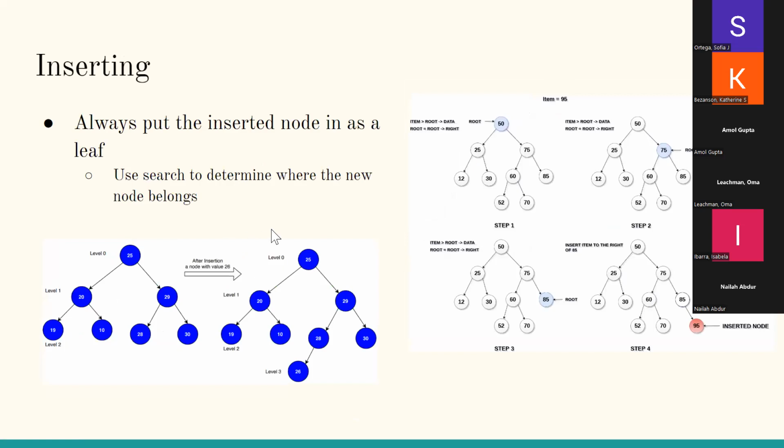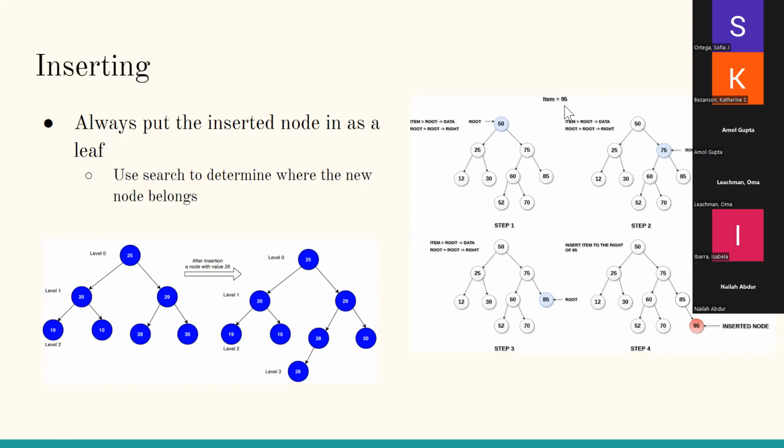Then inserting: you're always going to put the inserted node in as a leaf. You search through using the search method I just went over, and then determine, based on where you end up searching for that node at the very bottom, where that leaf is going to go. I have a couple examples here. On the right, you see that we're going to insert 95.